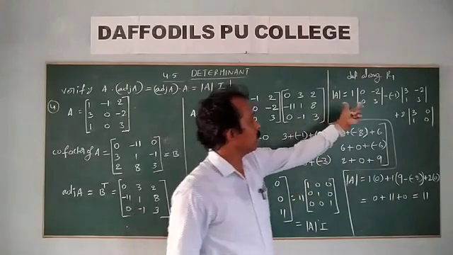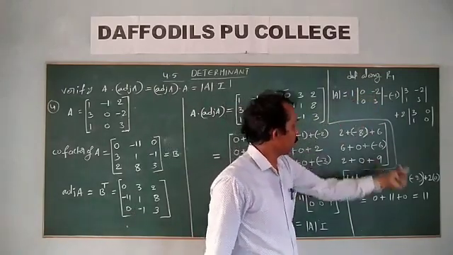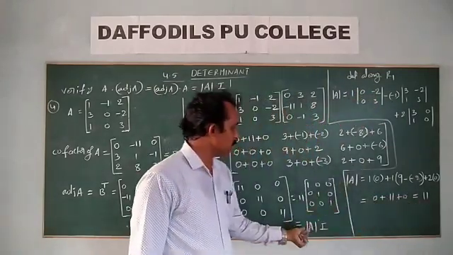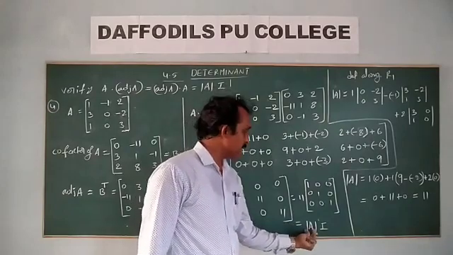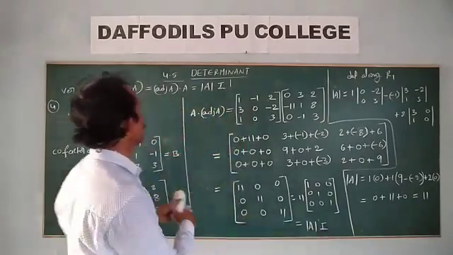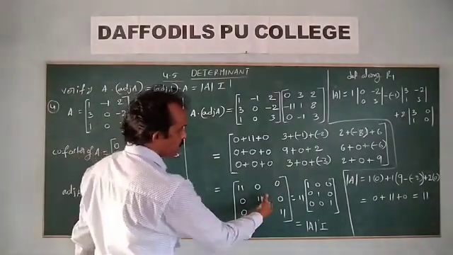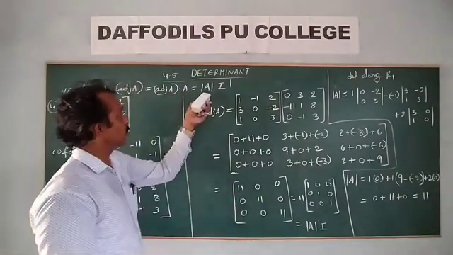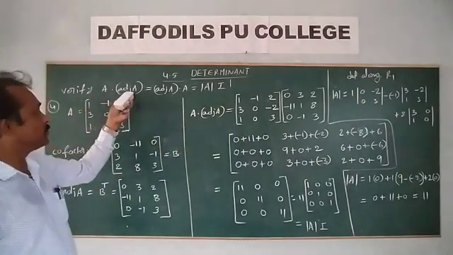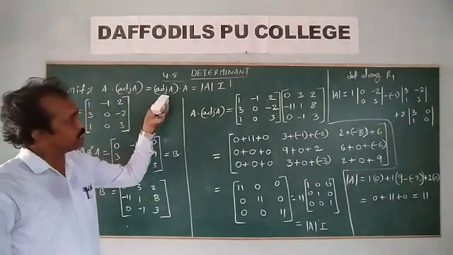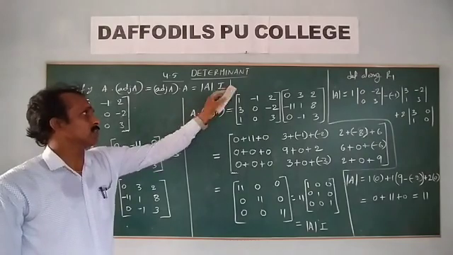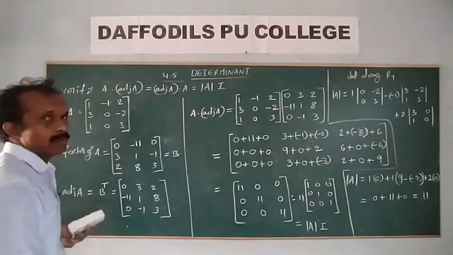Here we found that the determinant of A is 11. Therefore, instead of 11, write determinant A into I. Similarly, find A into adjoint A and you get the same answer. So I verify: A into adjoint A is equal to adjoint A into A is equal to determinant A into I. Okay, this is the problem.